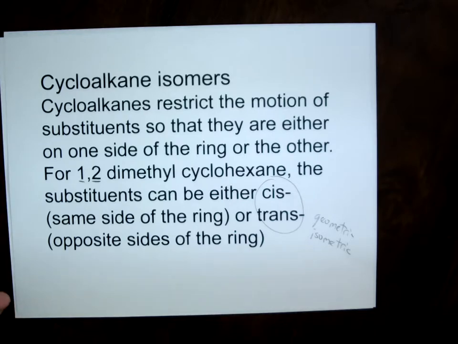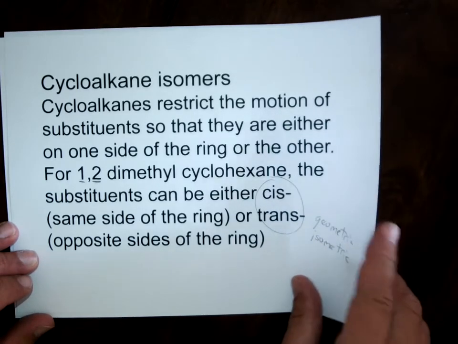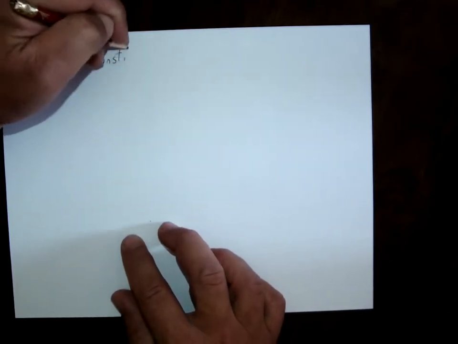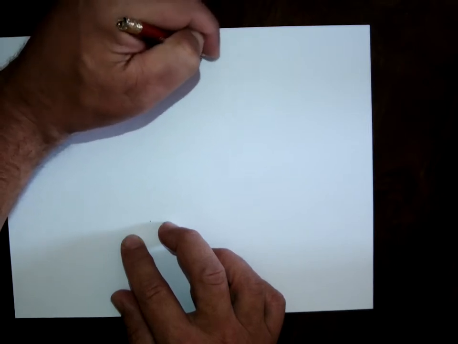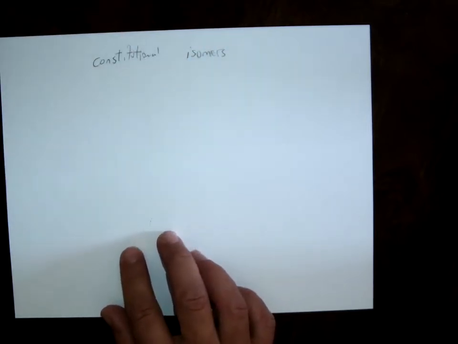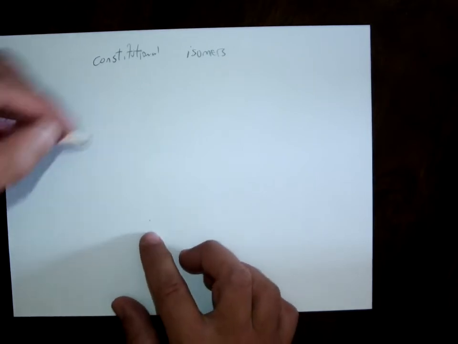And what will be useful here, I think, is to go through a couple of cyclohexane examples to show distinctly the difference between constitutional isomers, geometric isomers, and conformational isomers, or conformers. So let's get into it. The constitutional isomers means things will be connected in different ways, or the substituents will be connected on different carbons.